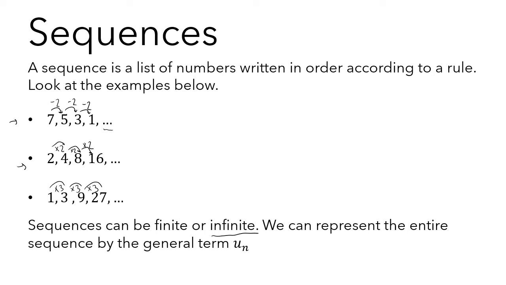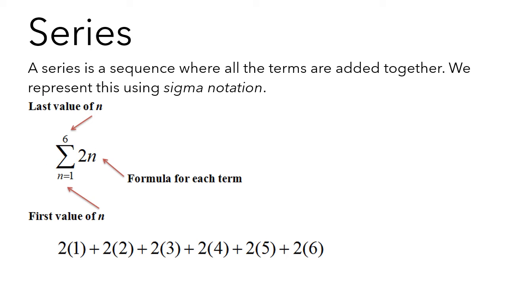And we can represent the entire sequence by something called a general term, u_n, or sometimes it's written as u_r, and we're going to discuss that more in a second. Now, a series is just a sequence where all the terms are added together.